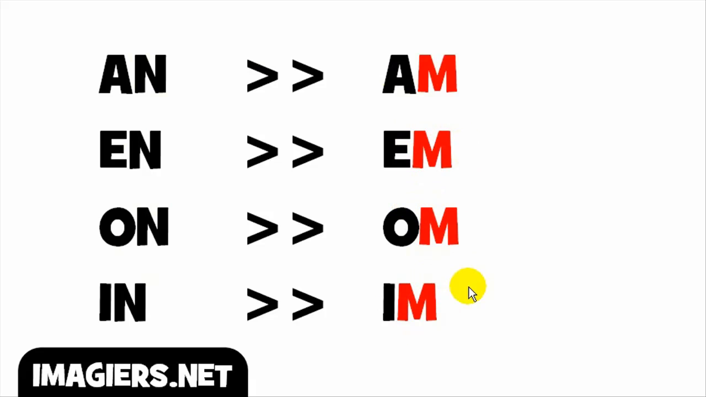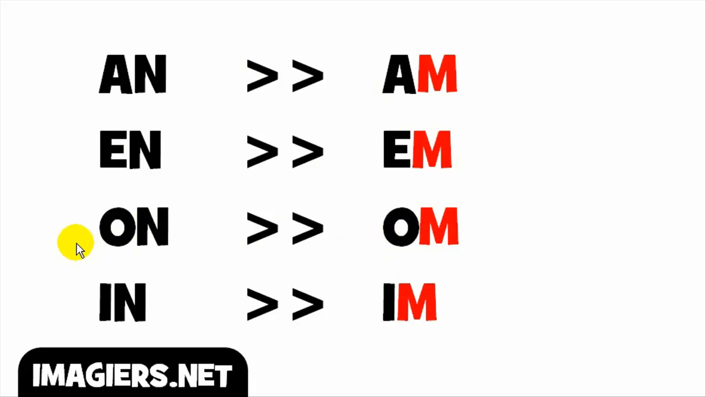The interesting thing is that the sound doesn't change. As we pronounce this A-N, on, we will pronounce this A-M, on as well. E-N, on, E-M, on. It's the same pronunciation, remember these two ones. And then O-N, on, O-M, on.